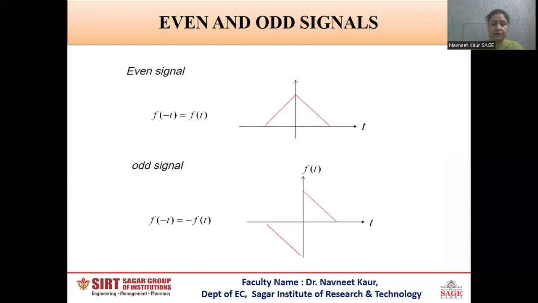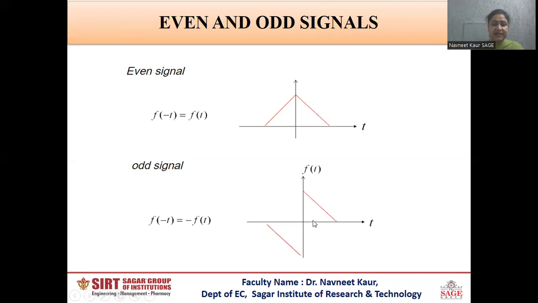Now, coming to even and odd signals. An even signal is symmetric with respect to the y-axis. That means if I have any signal f(t), then f(-t) is equal to f(t). That means whatever is the value at t equal to 1, the same value of the signal will be at f(-1).